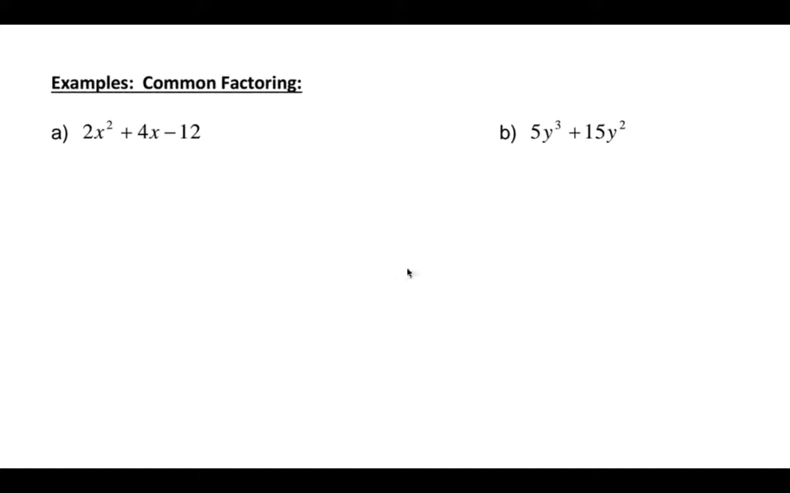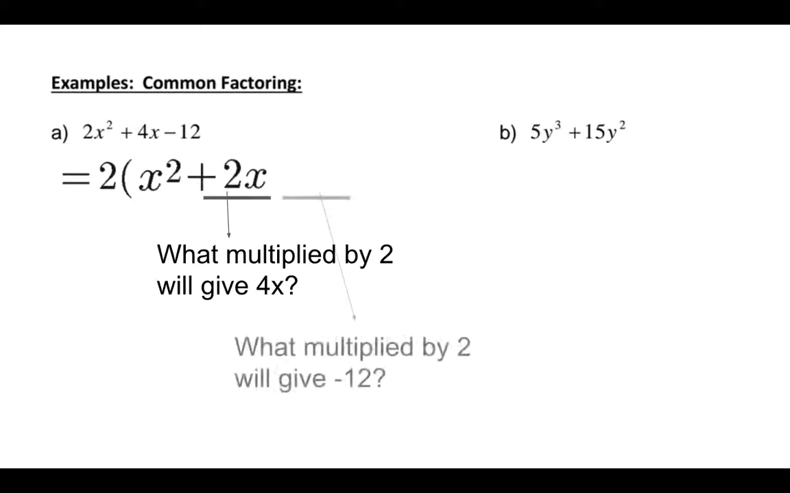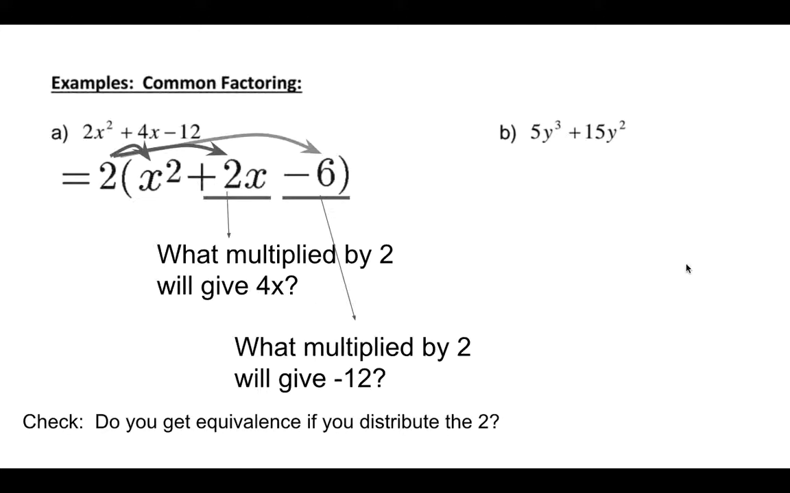So some common factoring questions first. Again, we're asking you to write this expression, which is one expression, as a product of two expressions. If you realize that there's a 2 in all of these, you can say that it's a 2 times something. And so the question is, what 2 times what will give you this? It's 2x squared. What multiplied by 2 will give you 4x? Positive 2x. And what multiplied by 2 will give you negative 12? Negative 6. And we can expand it back out to check to make sure it works, and make sure that we're getting 2x squared plus 4x minus 6.